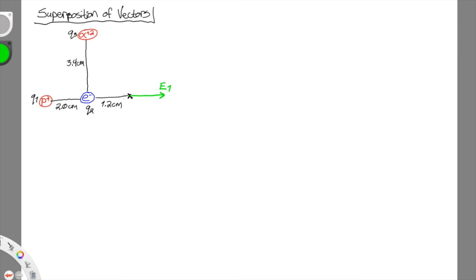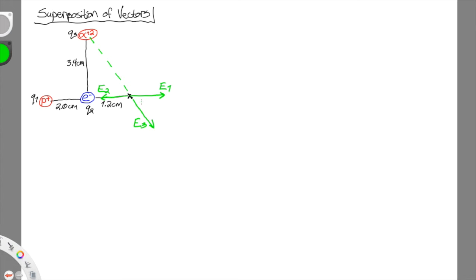Electric fields from negative charges point towards the negative charge. So the electric field E2 will point in this direction. And last but not least, electric fields from positive charges again point away from the positive charge. Draw this dotted line here to help me make sure I get this drawn nice and straight. So there we have E3. So these are the directions of the 3 vectors that we're going to add up to do our superposition.